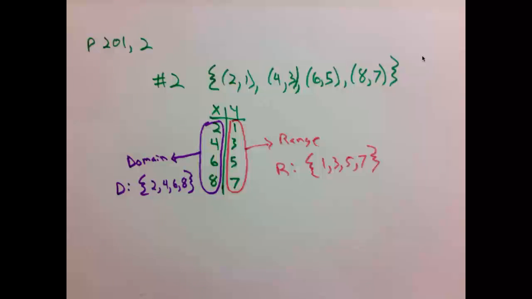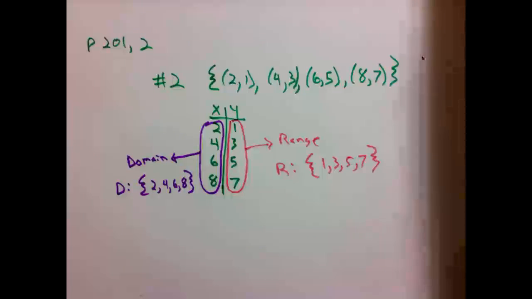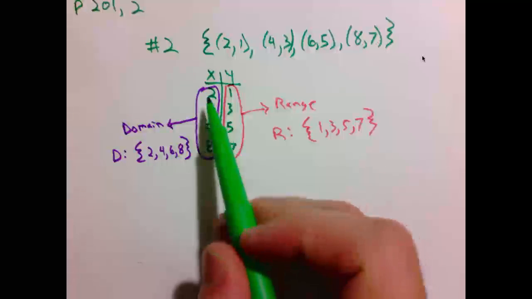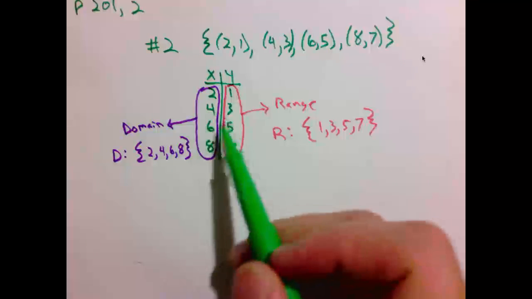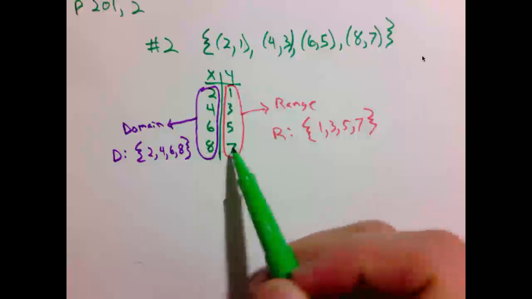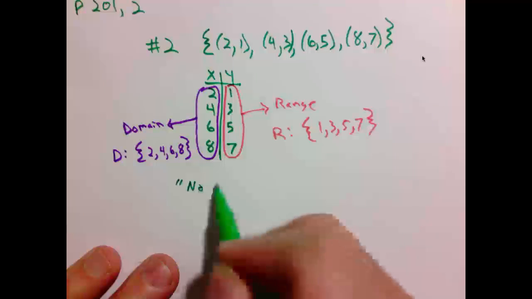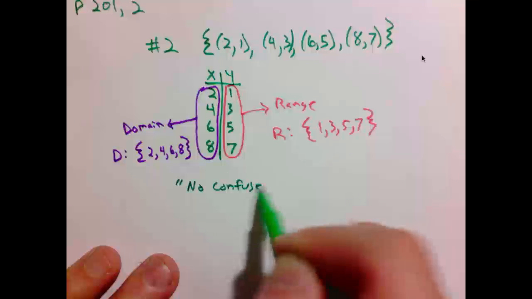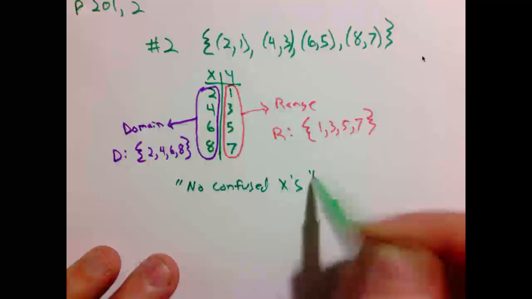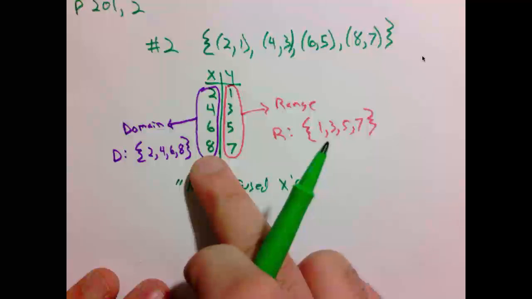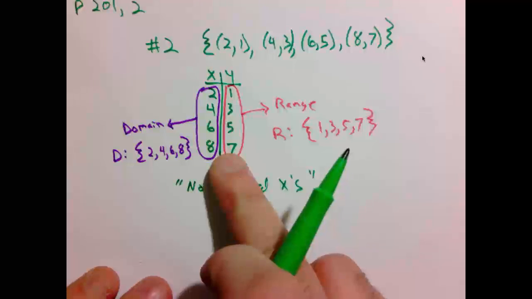Alright, now it asks us to say whether or not this is a function. Well, a function is a relation where each input goes to only one output. So yes, this is a function because 2 only pairs with 1, 4 only pairs with 3, 6 only pairs with 5, 8 only pairs with 7. I told you to remember the phrase no confused x's. Indeed, none of these x values are confused. They know exactly where they're going. If 8 was also pairing with 5 in addition to 7, it would not be a function.